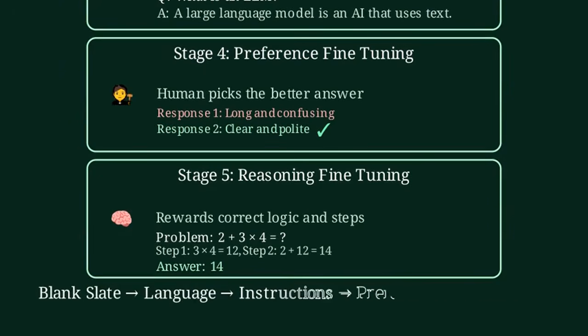To summarize, an LLM begins as a blank slate, then learns language from huge text, learns to follow instructions, gets polished by human preferences, and finally becomes a reasoning specialist.